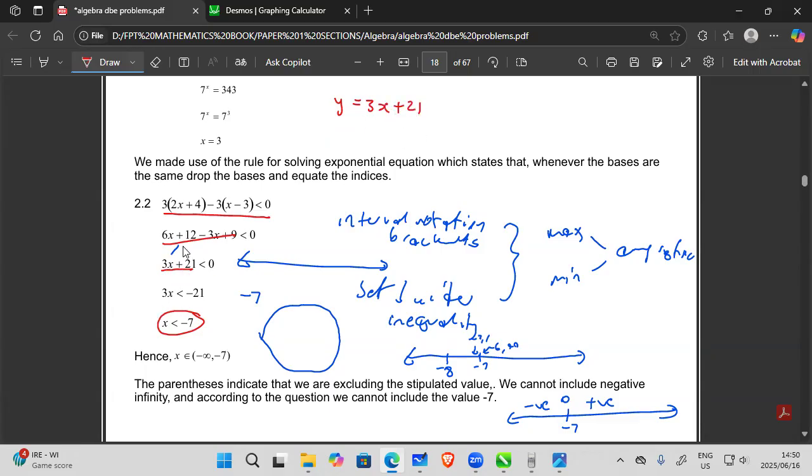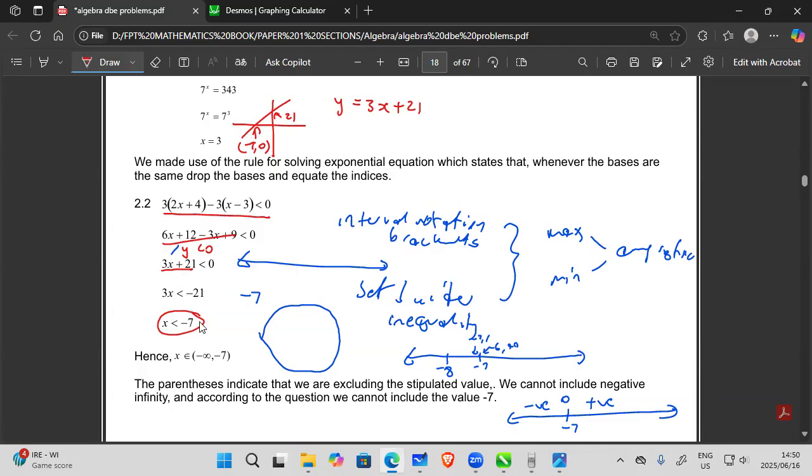At this point here, I'm saying, for what x value will y be less than 0? If I sketch this function, it looks like this here. This one here will be 21, and this one here will be the x-intercept, which is -7 and 0, right? How do I know that? Because when I solve for this here, I got -7.